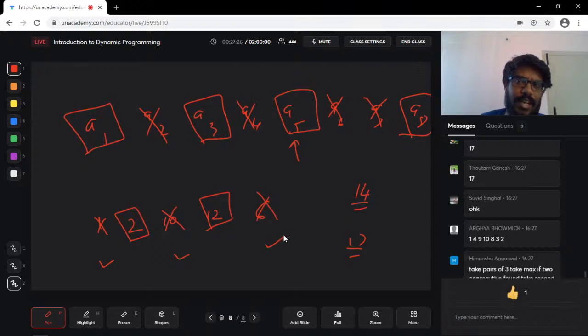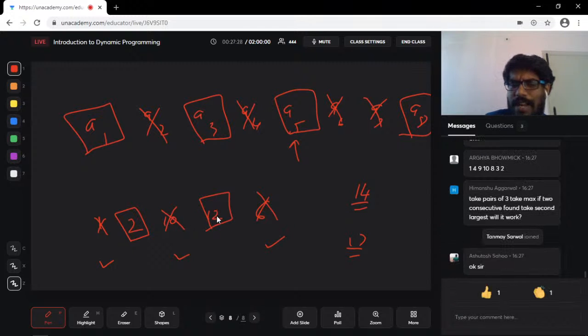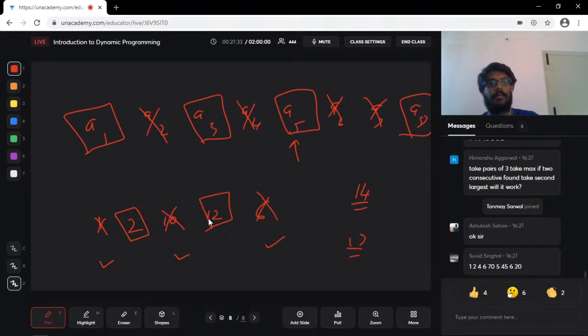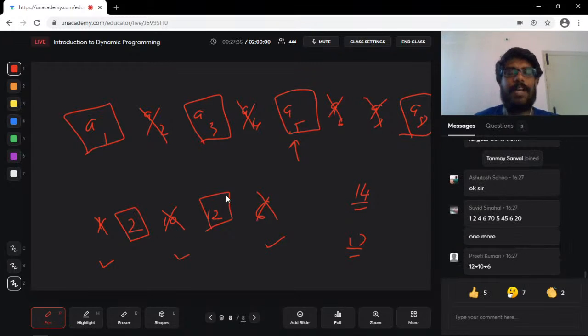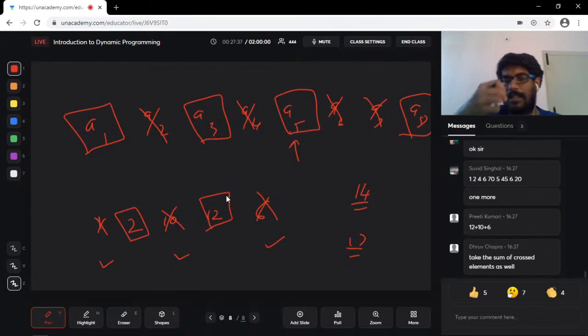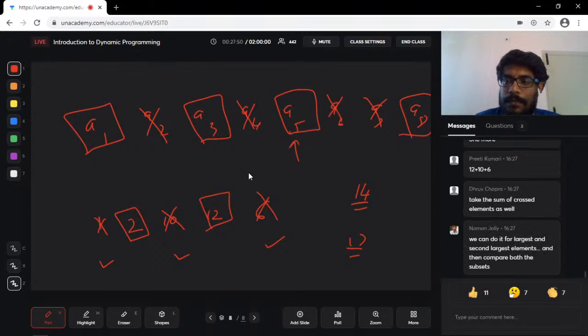So why does this fail? It kind of mainly fails because when I'm picking 12 as the maximum, yes, but I'm kind of blindly picking the maximum element, but the neighbors' sum itself is more than me, right? 10 plus 6 itself is greater than me, right? So I kind of fail right there.